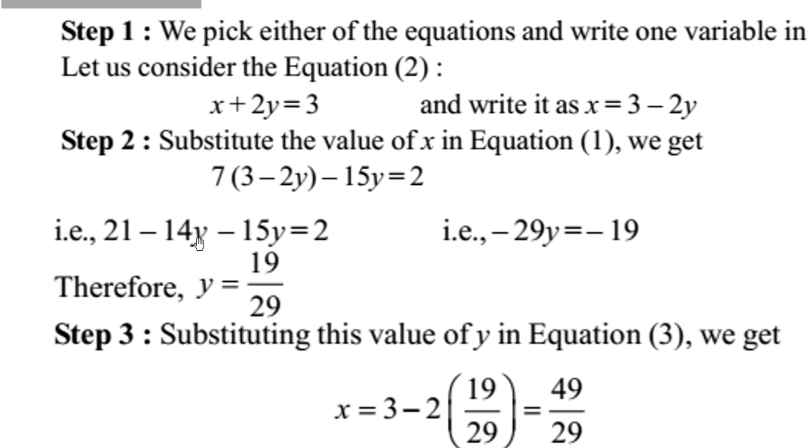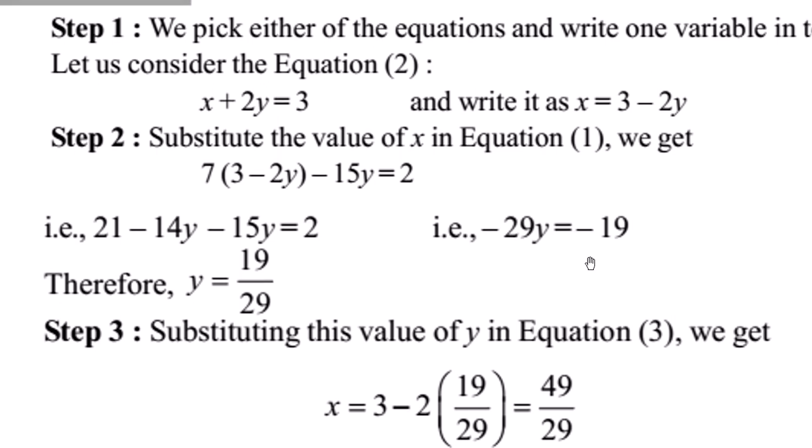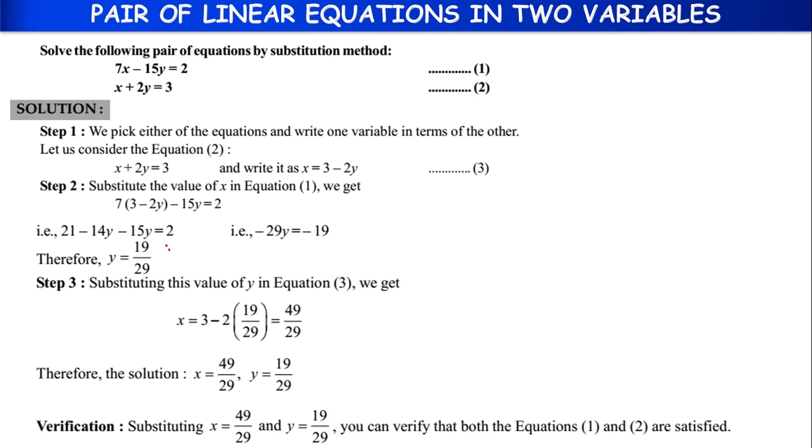21 minus 14y minus 15y, similar terms, we can add them. Minus 14 minus 15 is minus 29y. This 21 will go to the right hand side. Minus 21 plus 2 equals minus 19. We can write directly, this minus 29, if it goes to RHS, it will become division. So y equal to minus 19 by minus 29. Minus minus cancel. 19 by 29. We have got the value of y.